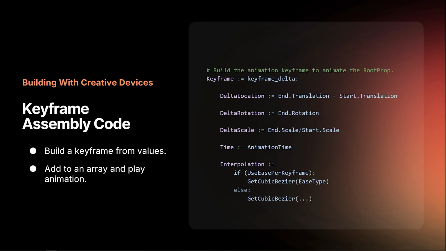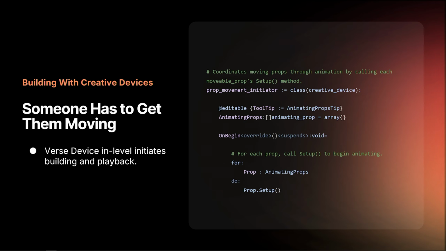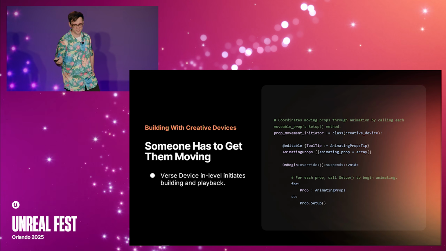But if I assemble this code right now and I hit play, nothing will happen. Why is that? Well, that's because something has to get them moving, right? If I write this code, these movable prop classes just kind of exist out in the ether. They don't really do anything. They don't have a way to interface to their level, and that's why you have to use a Verse device.